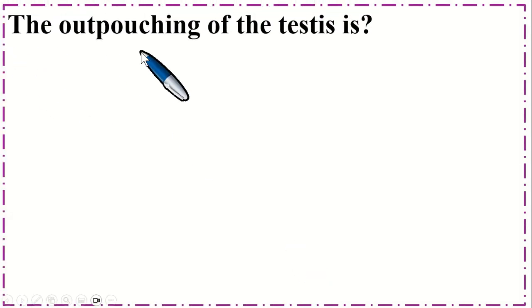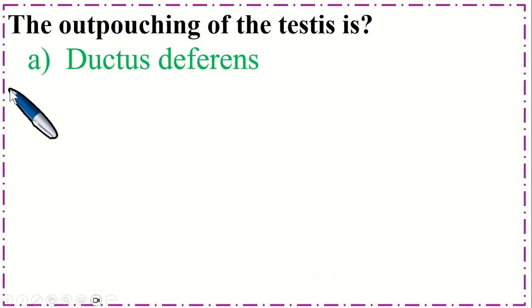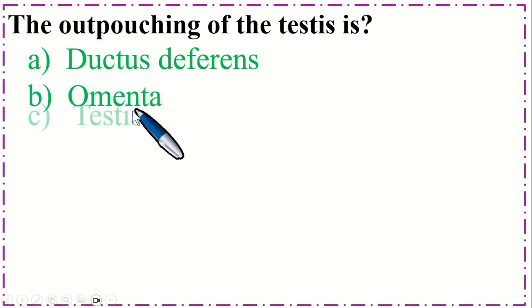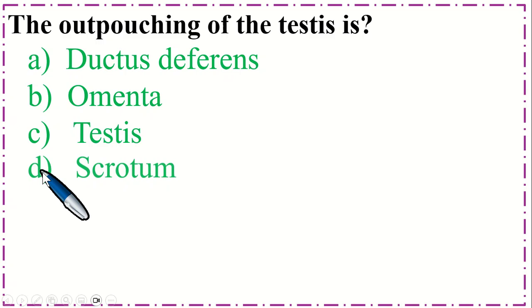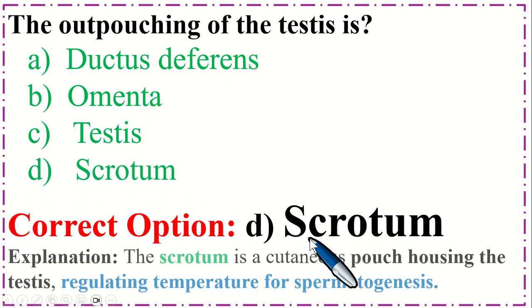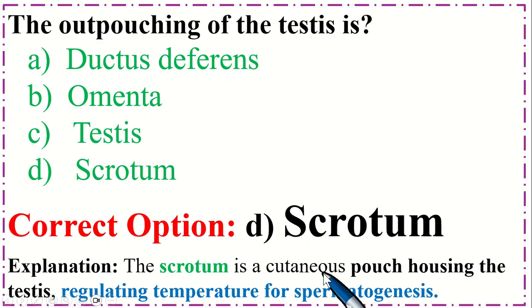The outpouching of the testes is option A. Ductus deferens, B. Omenta, C. Testes, and option D. Scrotum. So the correct option is D. Scrotum. The scrotum is a cutaneous pouch housing the testes, regulating temperature for spermatogenesis.